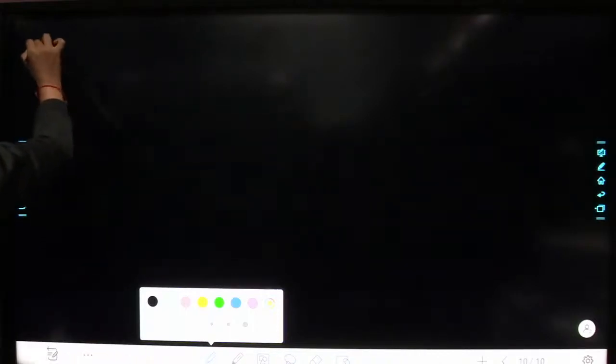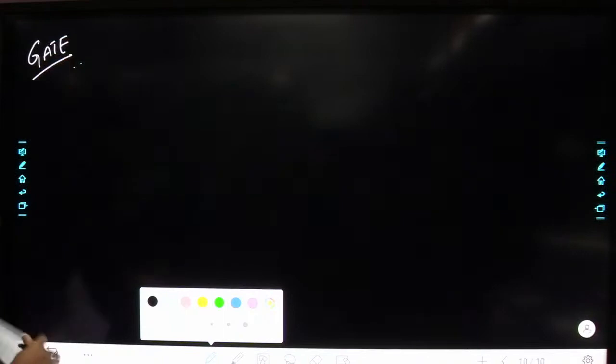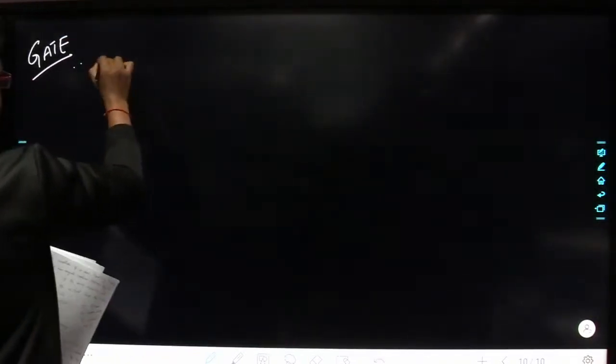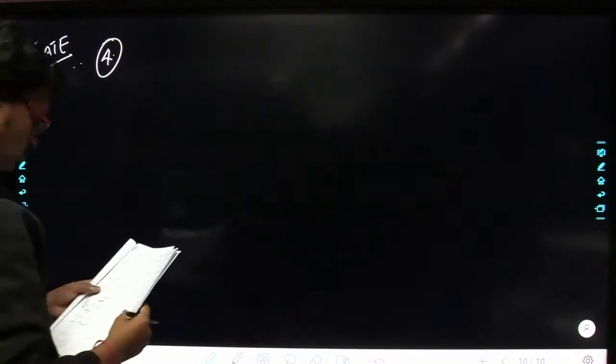Okay. So next problem here. So this is a GATE problem. This is a previous GATE problem, right? Okay. So write down here. So this is the fourth problem now. For today it is the fourth problem.